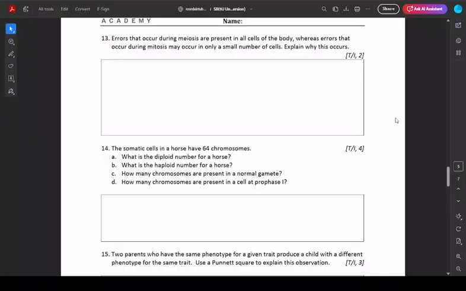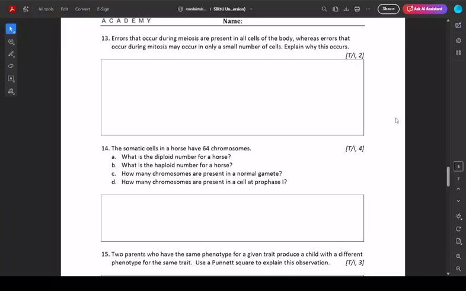Okay, so let's talk about this. The somatic cells in a horse have 64 chromosomes. What is the diploid number for a horse? What is the haploid number for a horse? How many chromosomes are present in a normal gamete? How many chromosomes are present in a cell at prophase 1? Okay, so the diploid number is 64 because chromosomes, right?